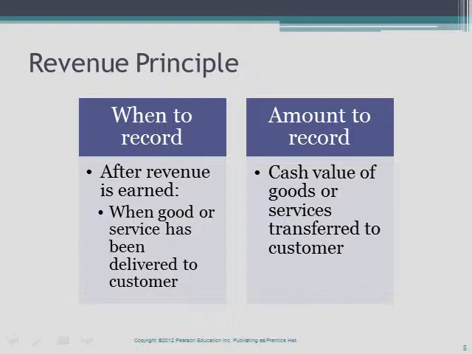In most cases, revenue is earned when the business has delivered a good or a service to a customer. It's done everything required to earn the revenue by transferring the good or service to the customer. The amount of revenue to record is the cash value of the goods or services transferred to the customer. Now keep in mind, it's the cash value transferred to the customer. The recognition of revenue is not necessarily tied to the receipt of cash from the customer.